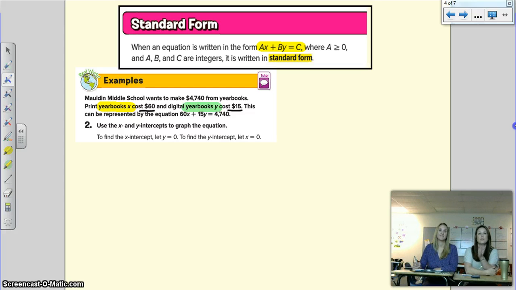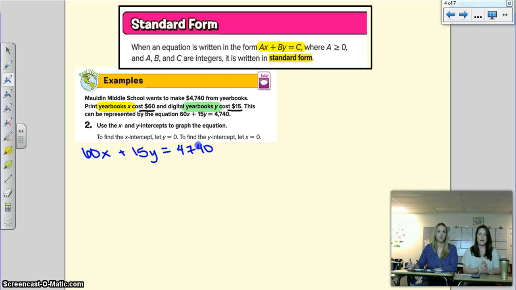Anyway, this can be represented using the equation 60x, because it's $60 per yearbook for the hardback, and then plus 15y for the digital. 15 times y was the yearbooks that are digital, and they want to equal $4,740. So here's what you do.